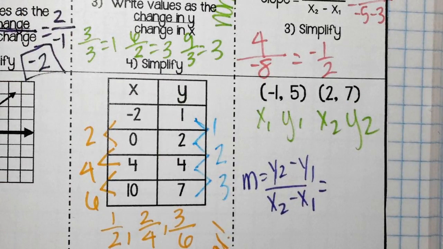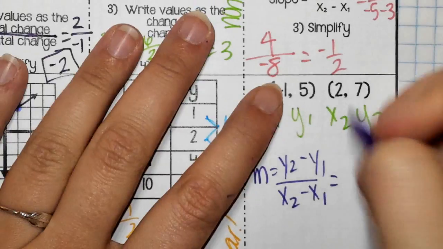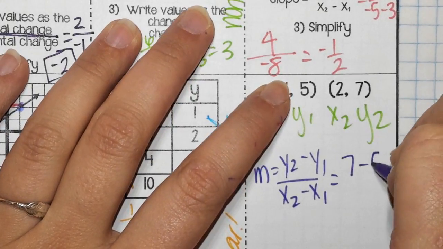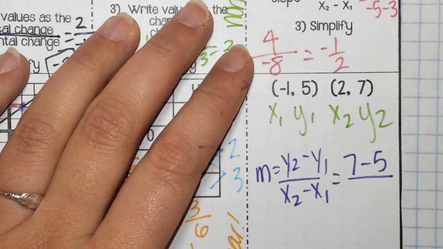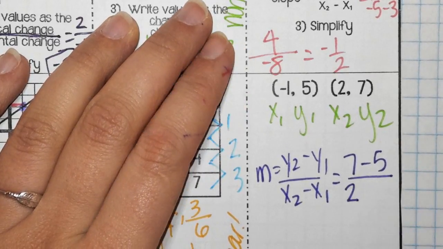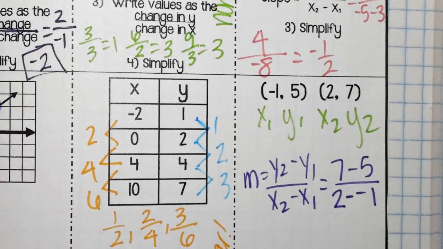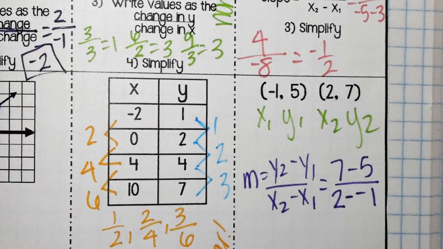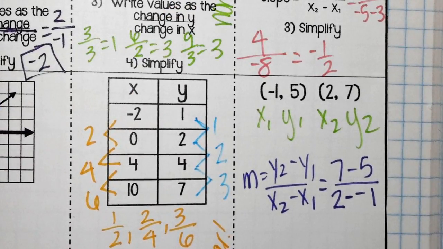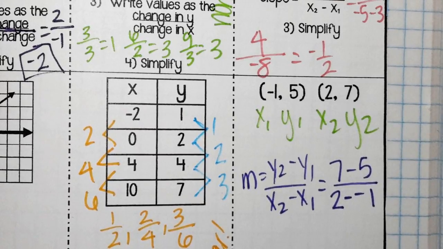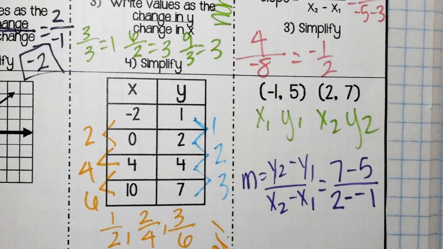Alright, what's our y2? 7. And what's our y1? And we're going to subtract those. What's our x2? 2. And what's our x1? Minus a negative 1. Yes. No, these are constants right now.